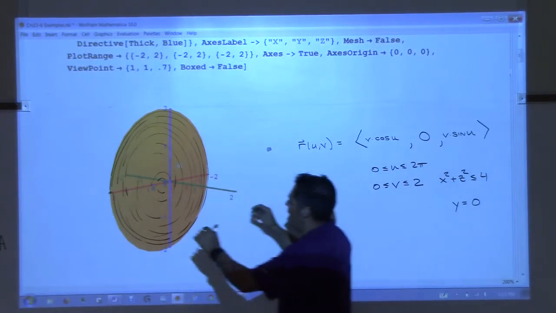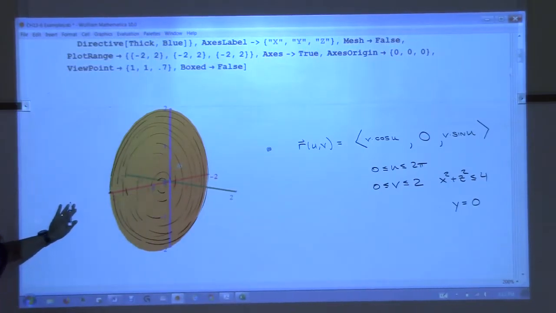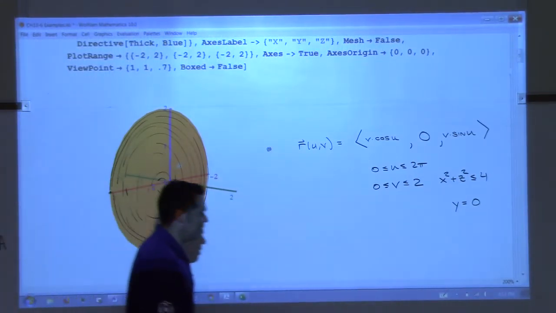And then as you let it go out, it's going to start drawing bigger and bigger circles until you get to 2, and then you have the whole disk. Make sense? Okay, that's the first example. That's the cleanest, prettiest one. All right. Let's move to the next one.